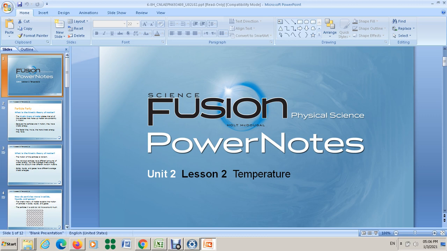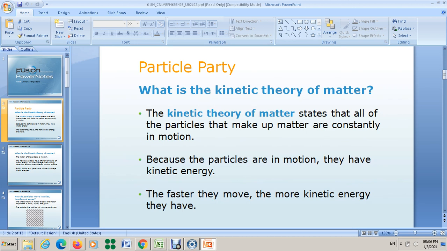Before we start, I want to remind you, we talked in the previous semester, we said all matter, all things around us, are in constant motion. If you remember, we said all particles, whether in solid, liquid, or gas, have what? A constant motion. Now I want to ask this question: what is the kinetic theory of matter?